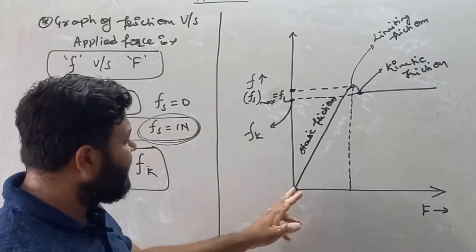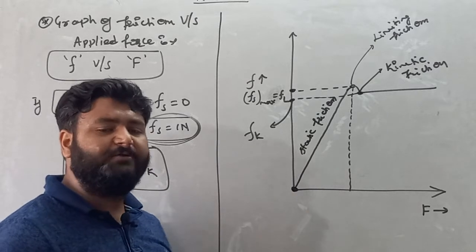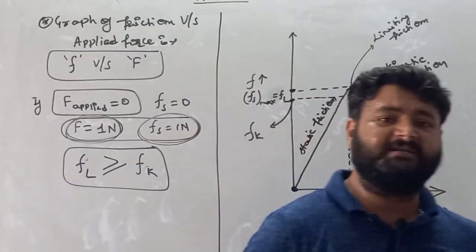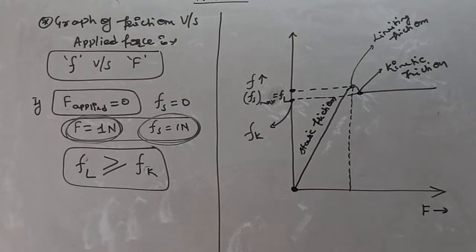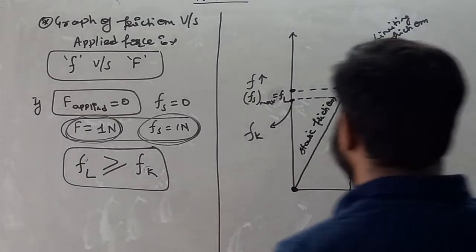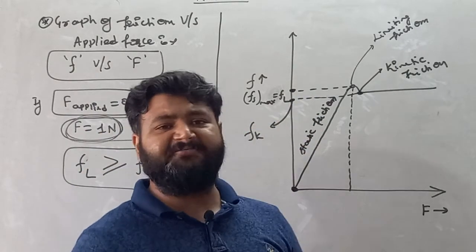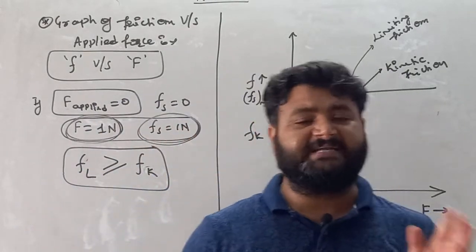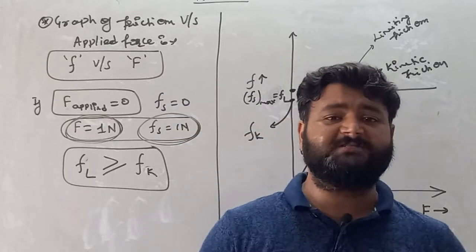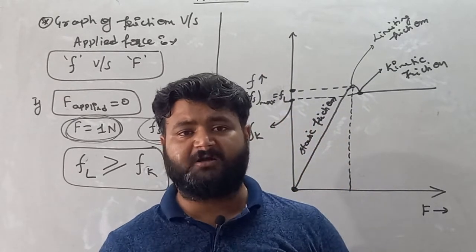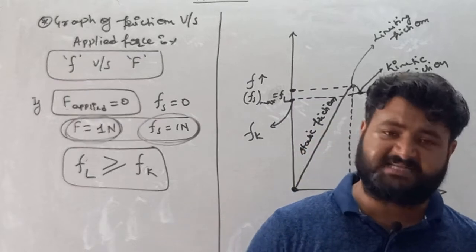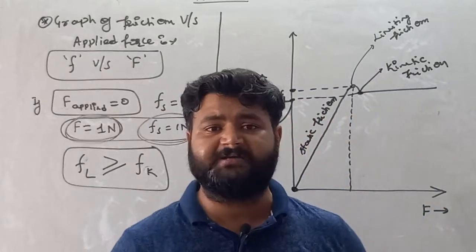Let's check out the graph again. As I already told you, we have two different types of friction. One is static friction and another is kinetic friction. Static friction takes place if the body is at rest. If the body is not performing motion, then the nature of friction is static. And we know that if the applied force is 0, then the value of static friction is 0. If applied force is 1 Newton and the body is not moving, then the nature of friction is static and its value is again 1 Newton.